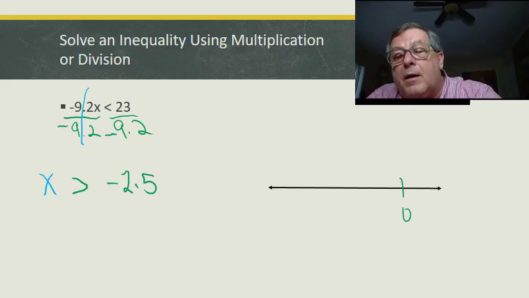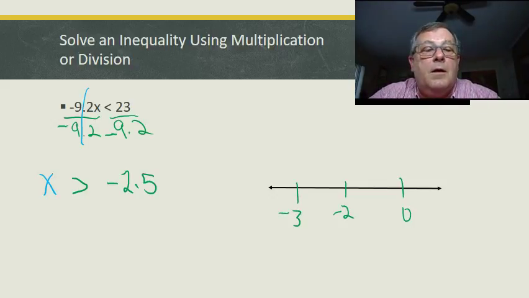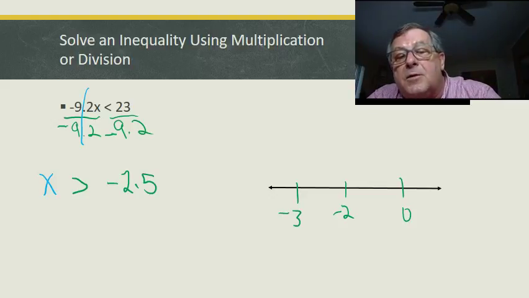I'm going to put the 0 out here. And let's say that this is negative 2 right there. This is negative 3 right here. And I'm looking at negative 2.5, which let's say is going to be right about there.